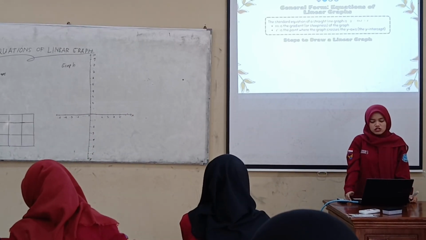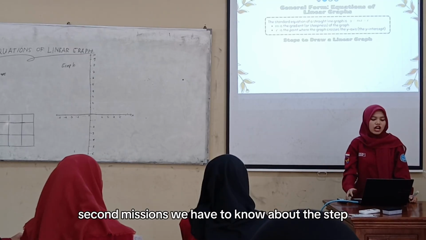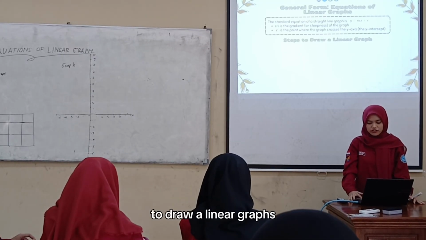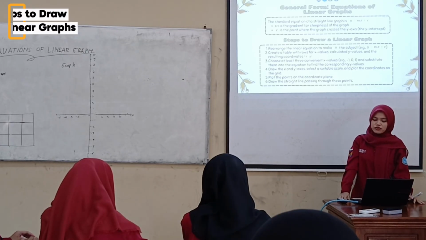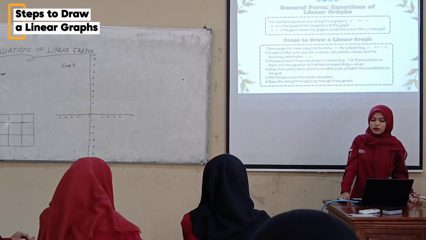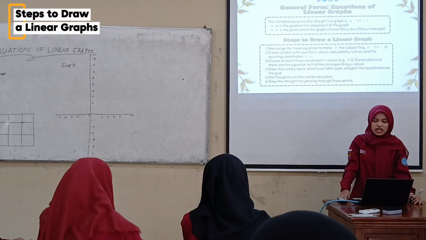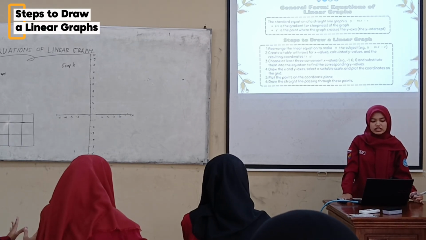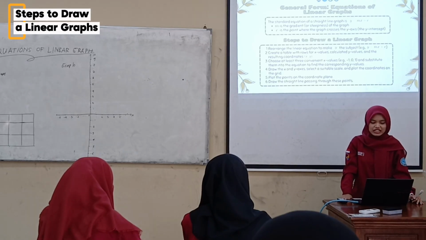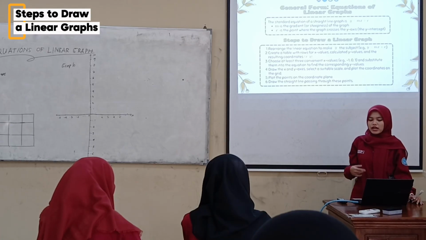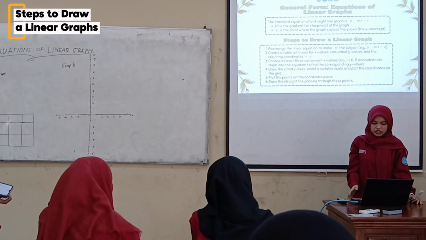Okay, guys. So the second question, we have to know about the steps to draw a linear graph. There are a few steps that we have to follow. The first one, we have to rearrange the linear equation to make y the subject, e.g., y equals mx plus c. The second one, we have to create a table with rows for x values, calculated y values, and the resulting coordinates (x, y). Third, choose at least 3 convenient x values, for example minus 1, 0, 1, and substitute them into the equation to find the corresponding y values.